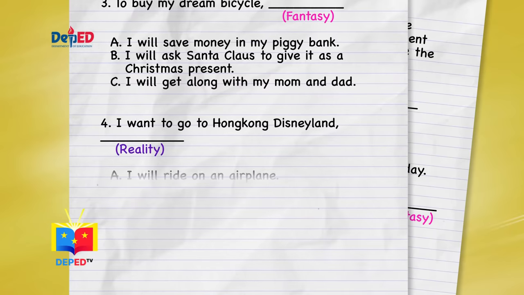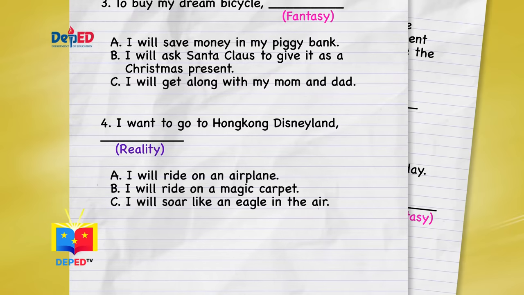Number 4. I want to go to Hong Kong Disneyland. A. I will ride on an airplane. B. I will ride on a magic carpet. C. I will soar like an eagle in the air.